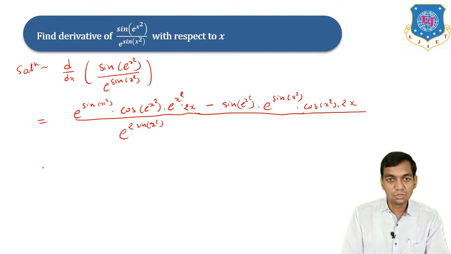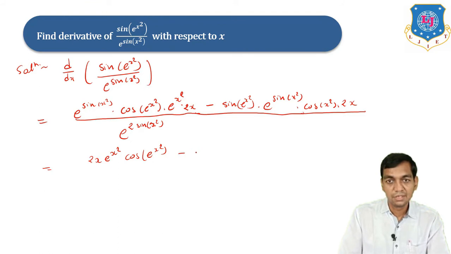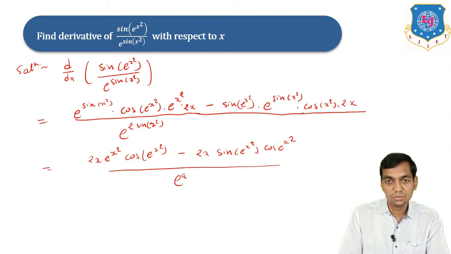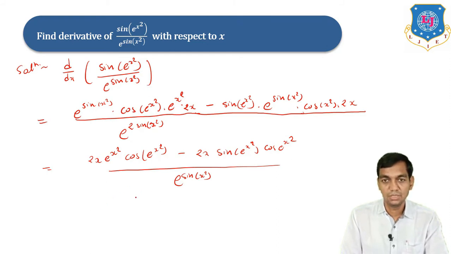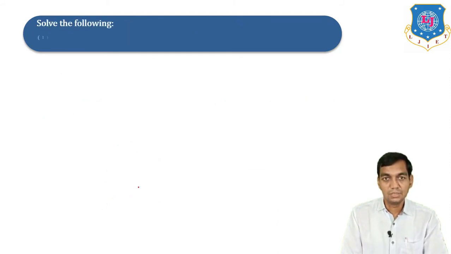Okay. So if you have to simplify, then e raised to sine x square common out and cancel one times, and you will get 2x e raised to x square cos e raised to x square minus 2x sin e raised to x square into cos e raised to x square, divided by e raised to sine x square. Okay, and this one is your answer. Okay, same manner.